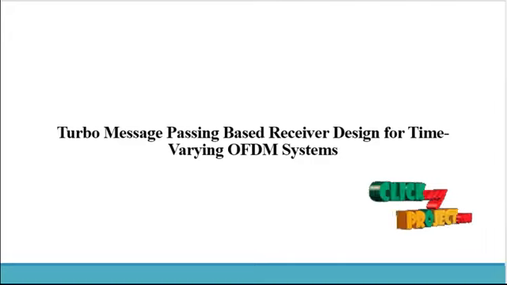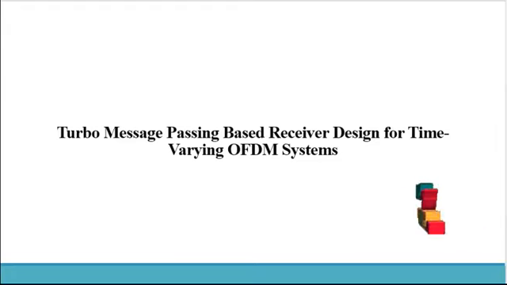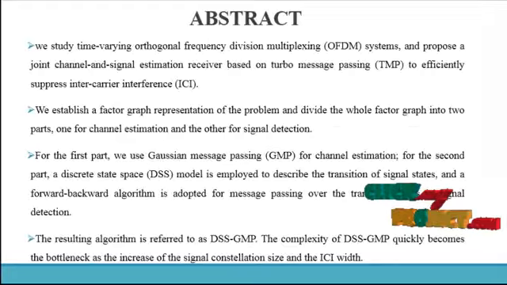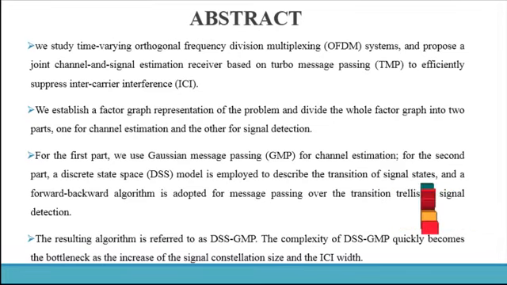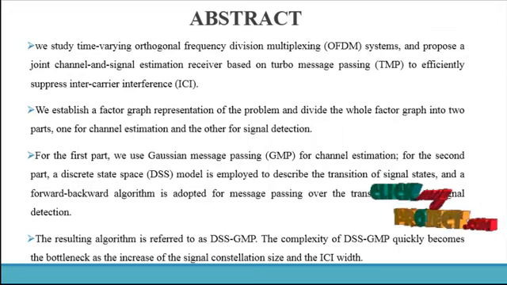Now we are going to discuss our product, turbo message passing based receiver design for time varying OFDM systems. Next we are going to discuss the abstract of our product. The proposed system is implemented for time varying orthogonal frequency division multiplexing, that means OFDM system.